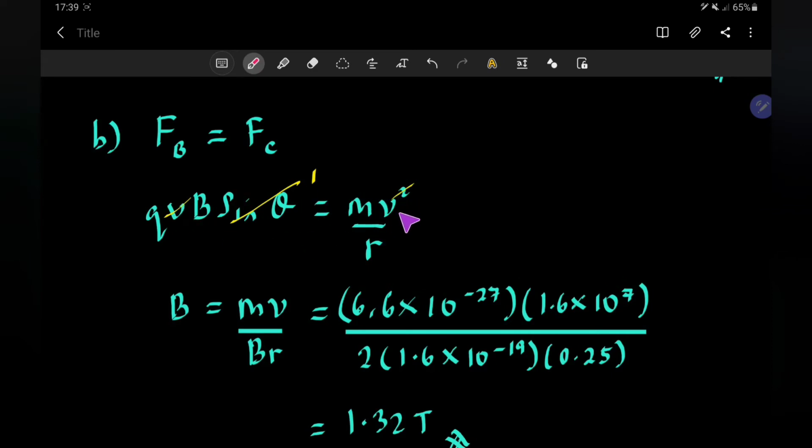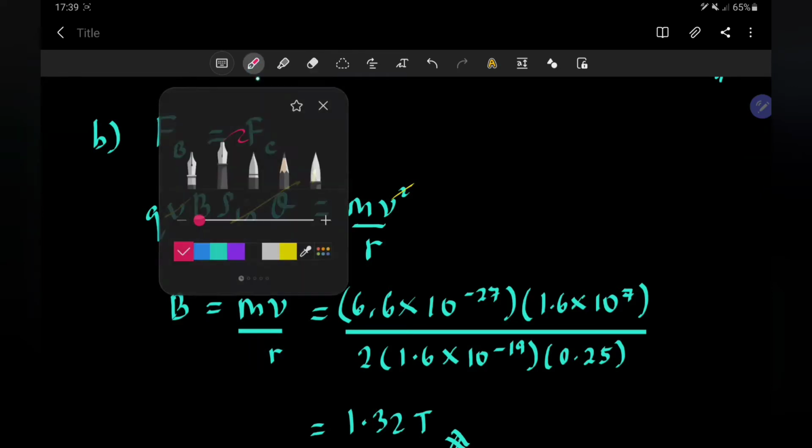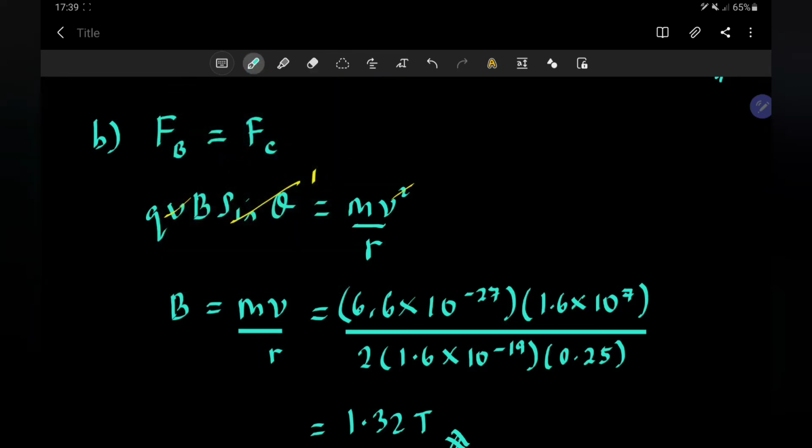What do we have now? Just v only. By rearranging the equation, you will get B equals mv over qR. m is given already, v is also given. Oh, sorry, this one is not B, it should be q. Sorry, my mistake. That one is q, and q is positive 2e, so 2 times e, and then this is the radius given. So that you will get B equals 1.32 Tesla.